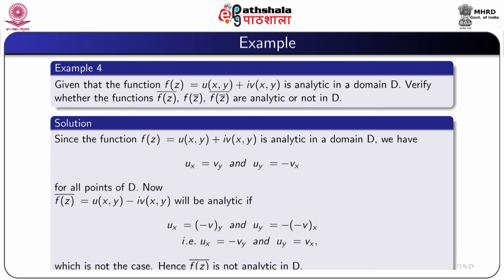Now, conjugate of f(z) is equal to u(x,y) - iv(x,y). This will be analytic if u_x = -v_y and u_y = -(-v_x), that is u_x = -v_y and u_y = v_x, which is not the case. Therefore, conjugate f(z) is not analytic in D.